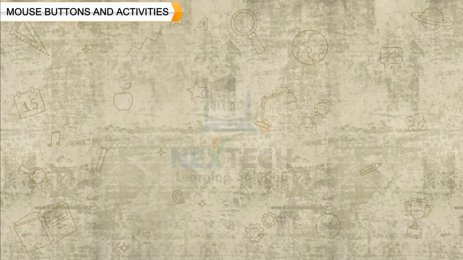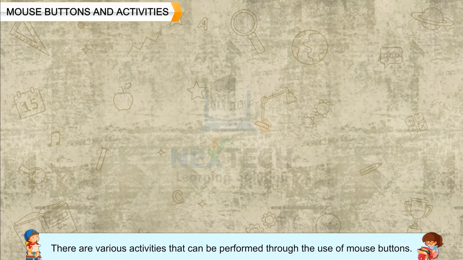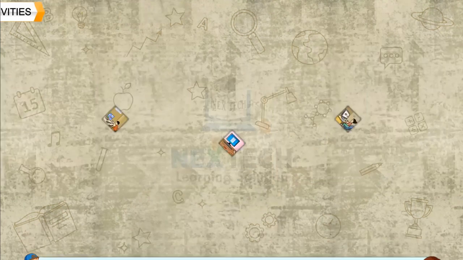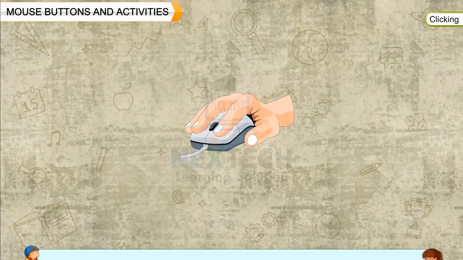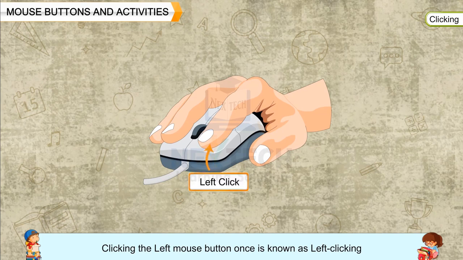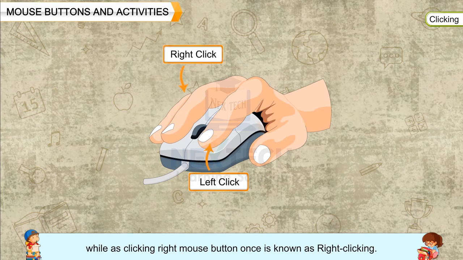Mouse buttons and activities. There are various activities that can be performed through the use of mouse buttons. Clicking. Pressing the mouse button once and releasing it quickly is called clicking. Clicking the left mouse button once is known as left clicking, while clicking the right mouse button once is known as right clicking.